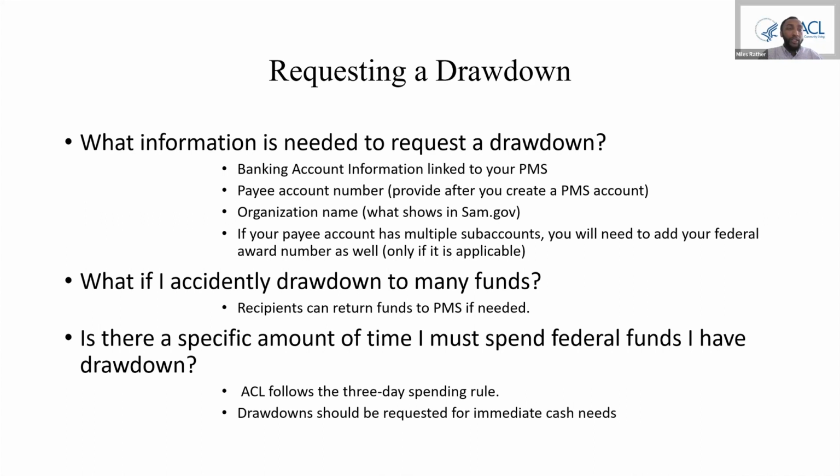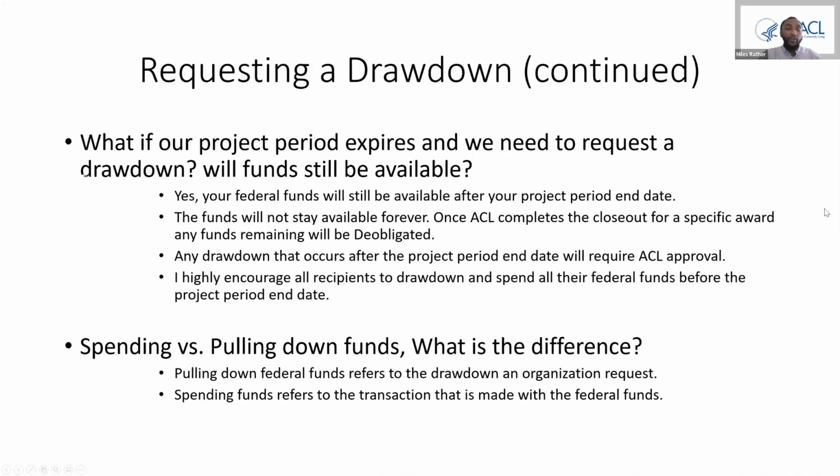Going on to the next slide, which is more about drawing down: what if our project period expires and we need to request a drawdown? Will funds still be available? Yes, your federal funds will still be available after the project period end date. So you do not have to worry if, let's say you end on August 31st, 2023 of this year, and it gets to September 5th, and you're like, oh, I just need to draw down because I have maybe an invoice or there's an expense I have to pay off. You will still be able to get your money from PMS.